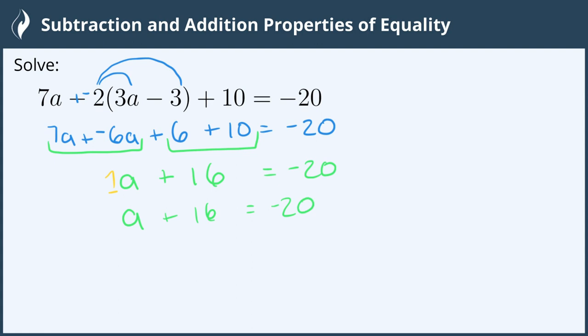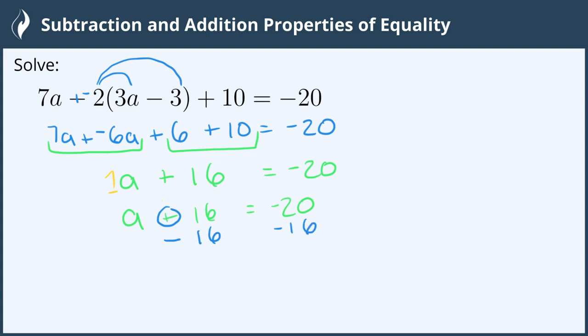Now we need to isolate the variable. To do that, we find all of the operations around the variable and do the opposite of what they are to negate them to isolate the variable. Here I have a plus 16. The opposite is subtract 16. But I can't just do that to one side of the equal sign. I need to do it to both sides to keep it balanced.